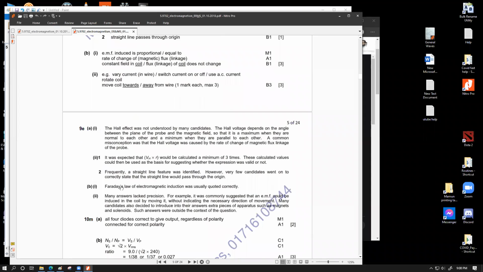If you have a look at the examination paper for this B2, many answers lacked precision. For example, it was commonly stated that an EMF could be induced in the coil by moving it without indicating the necessary direction of the movement. That's pretty important. That's really important.